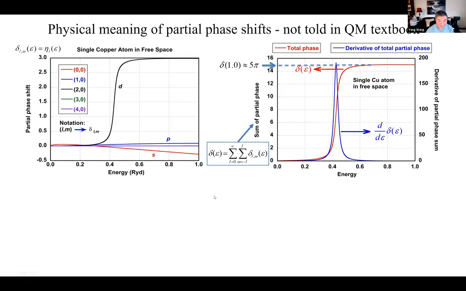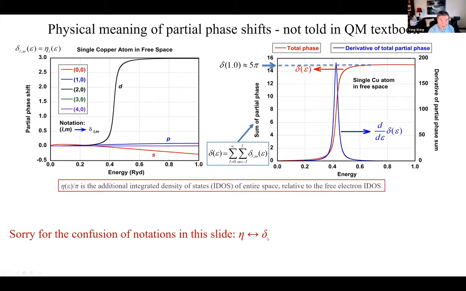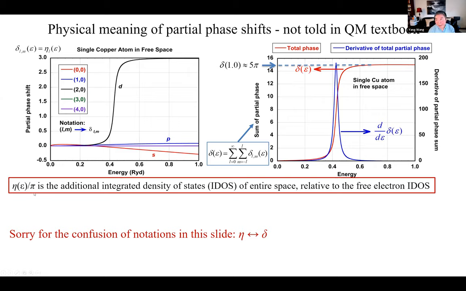Sorry, I'm just trying to say my eta and delta are the same thing. I totally messed up my plot. One was done some years ago and the other is from these slides. So anyhow, eta and delta both just mean phase shift. The conclusion is that eta divided by pi is the additional integrated density of states in addition to the free electron density of states.